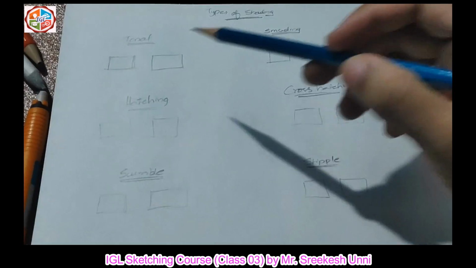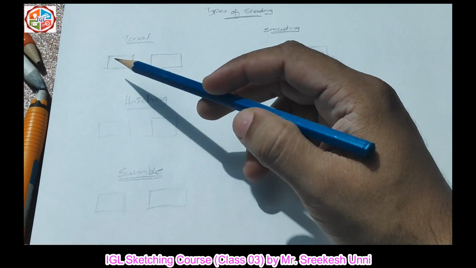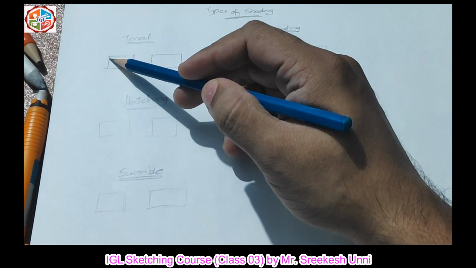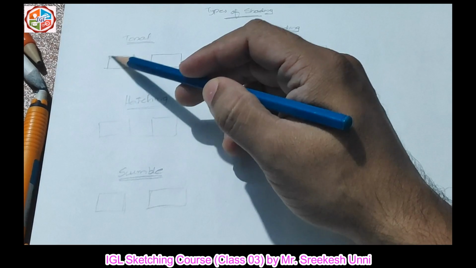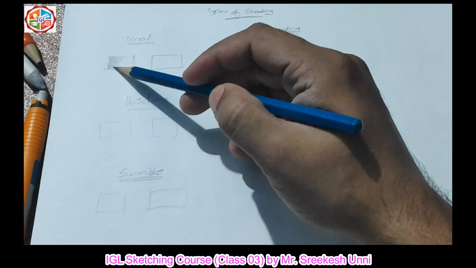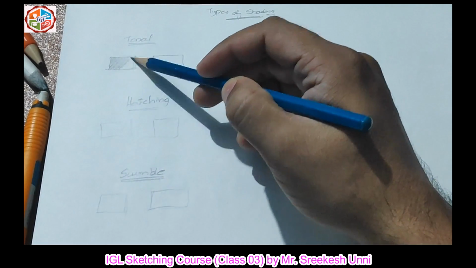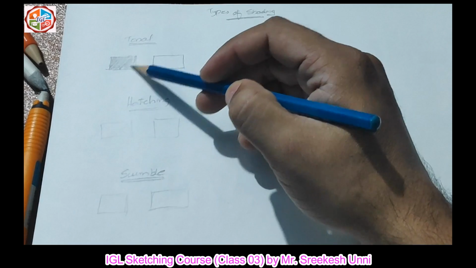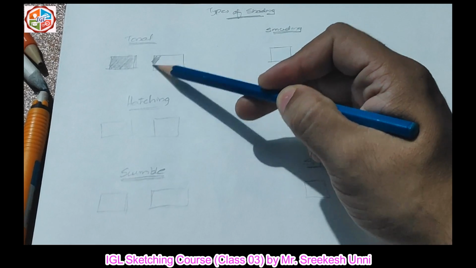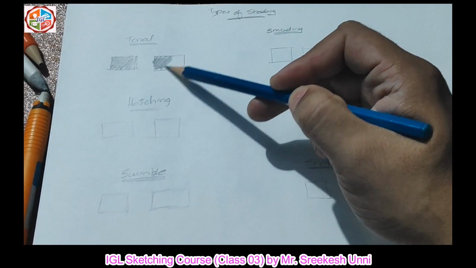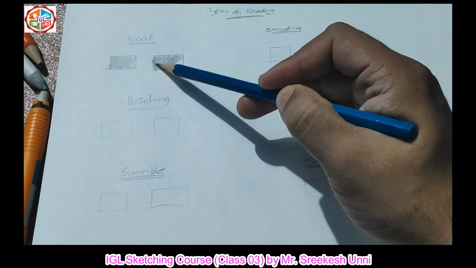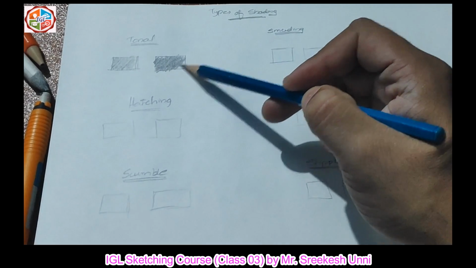The first one you see here is tonal. Tonal shading is nothing but the normal shading which everybody uses. So what you do in tonal shading is normally you shade. So I made a lighter shade, I'll make a darker one here. So this is how the tonal shading is done.